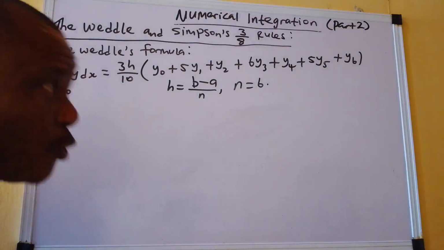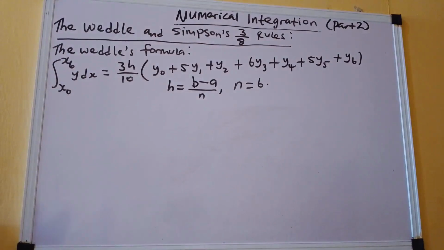We used Boole's rule, Simpson's 1/3 rule, and the trapezoidal rule in our last video. So today we shall be looking at Weddle's rule and Simpson's 3/8 rule.